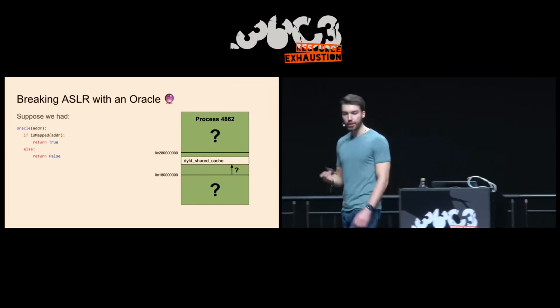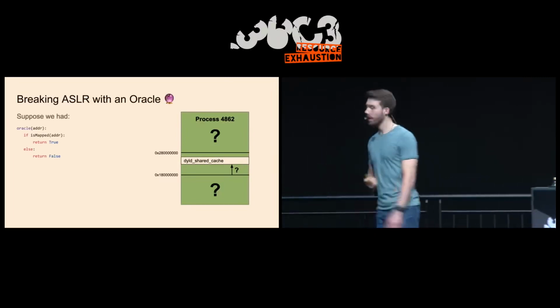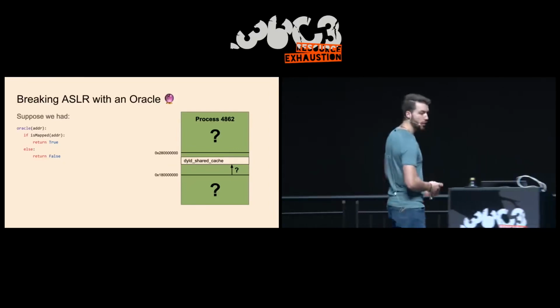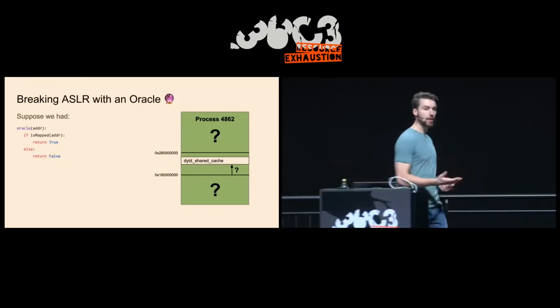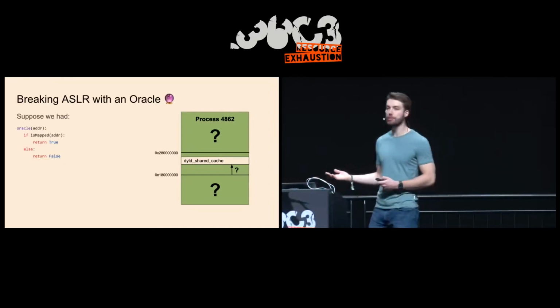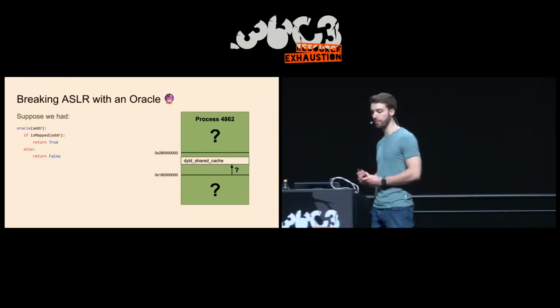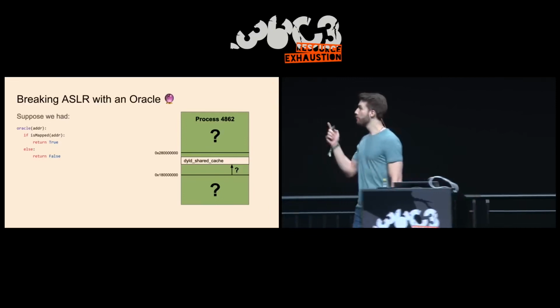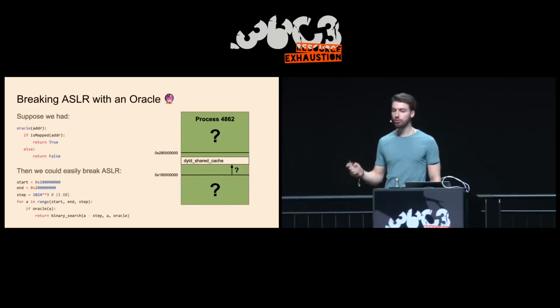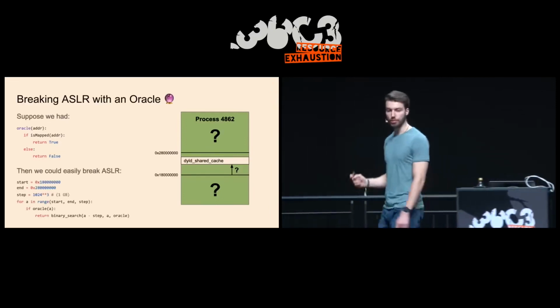So let's make a thought experiment. Let's say we had an oracle, which we could give an address, and it would tell us if this address is mapped in the remote process. If we have this, it suddenly becomes really easy to solve this problem.